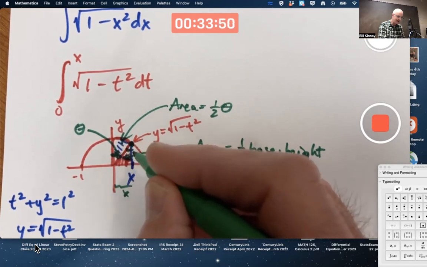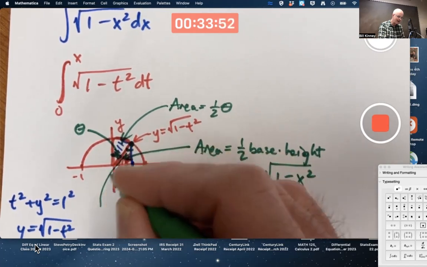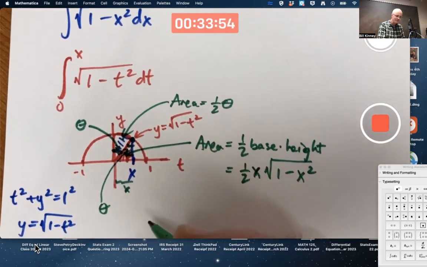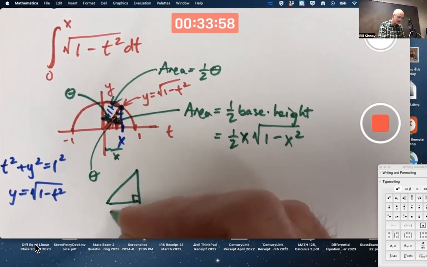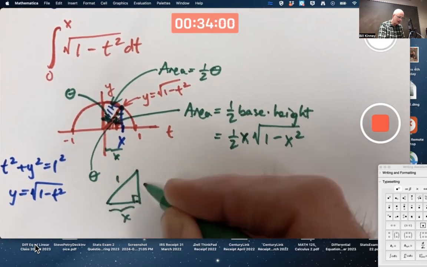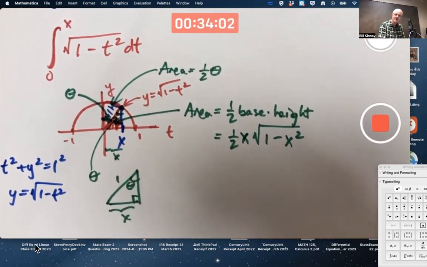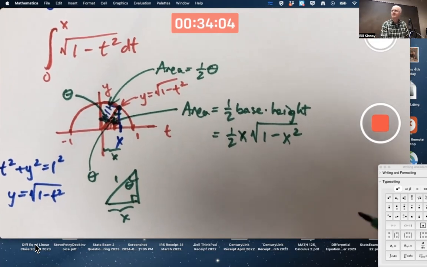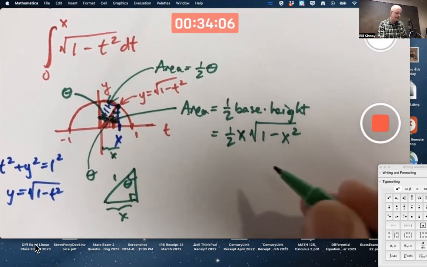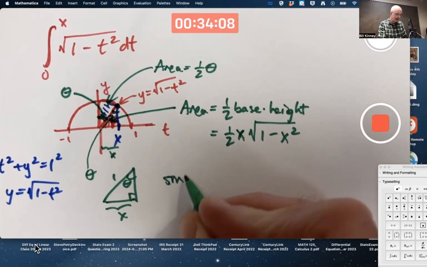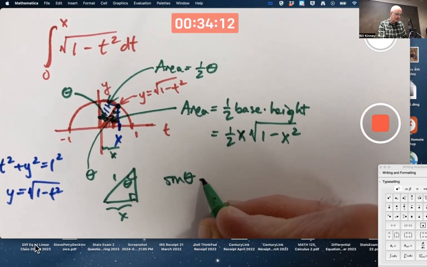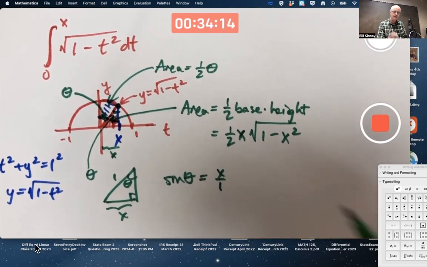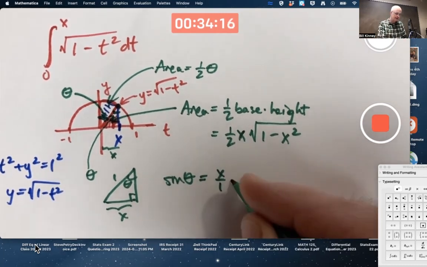This angle's also theta in that right triangle there. So we have a right triangle. I'll redraw it here. This side is x. This side is 1. This angle's theta. So SOH, sine of theta is going to be opposite over hypotenuse, just x itself.